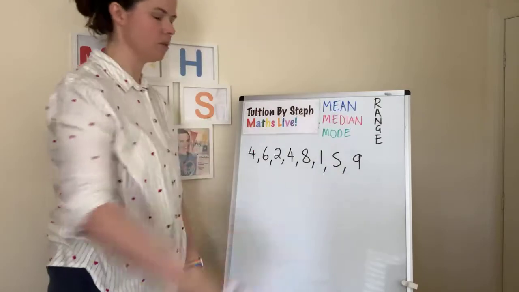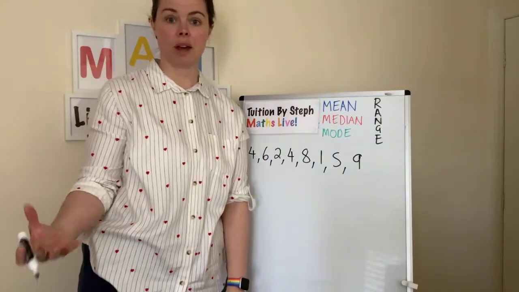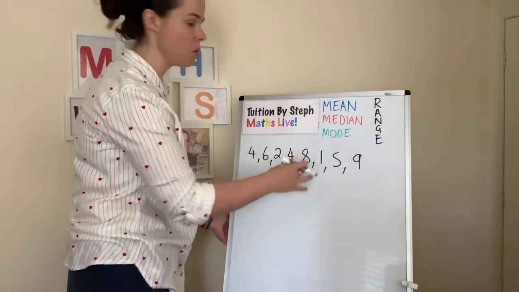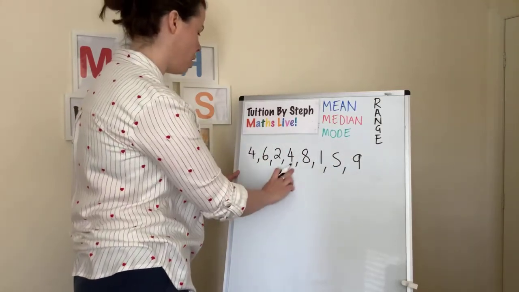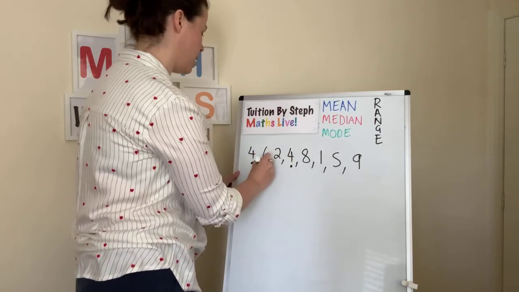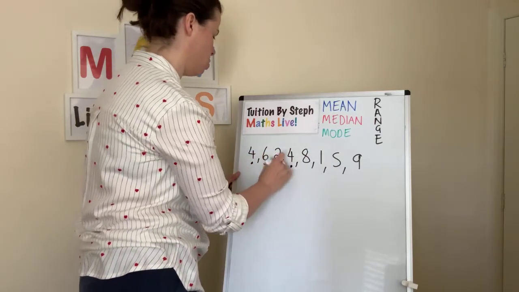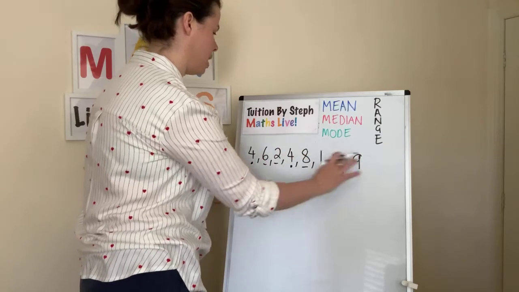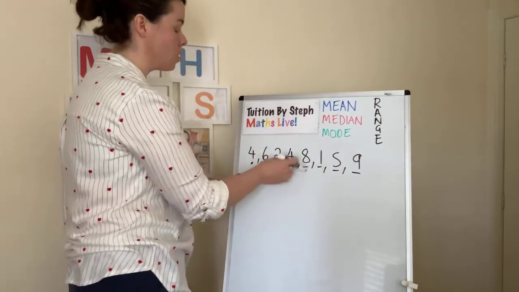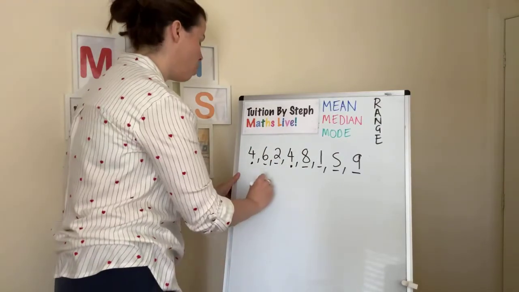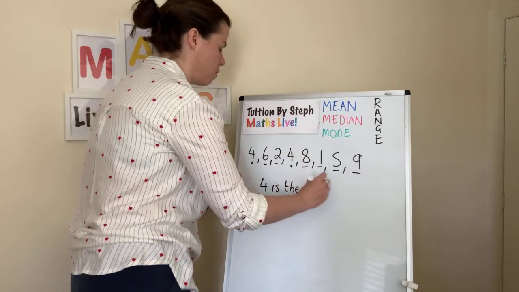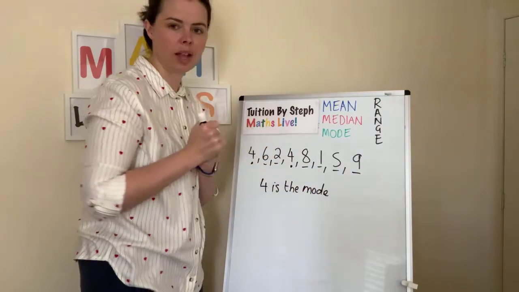So here's a set of numbers, and we need to identify the mode. Okay, so let's go across, so you work one at a time. So we've got 4. Right, there's 2 4s. 6, there's 1 6, so no. 2, there's 1 2. 8, there's only 1 8. 1, 5, 9. So there's 2 4s, so 4 is the mode. So the mode is the value that occurs the most.